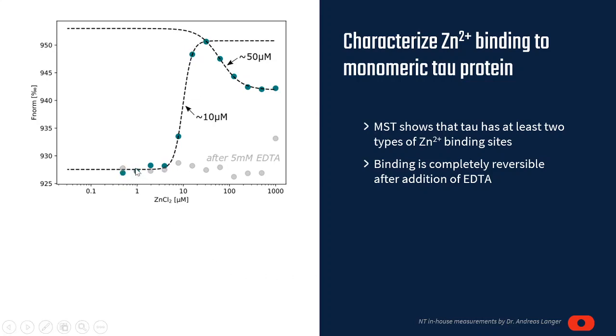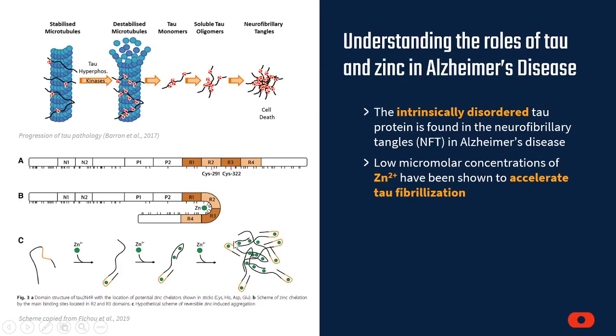So you can see until a concentration of around 5 micromolar, there's no interaction between tau and zinc. Then at around 10 micromolar, we see a steep increase, followed by a second transition at around 50 micromolar. So MST shows that there must be at least two types of binding sites for zinc, a higher affinity one and a lower affinity one. And this fits very nicely to this hypothetical scheme that I've showed you in the slide before.